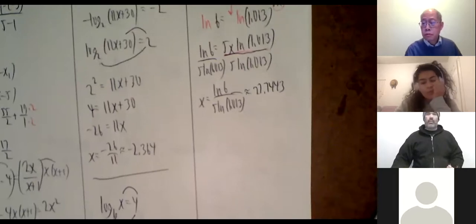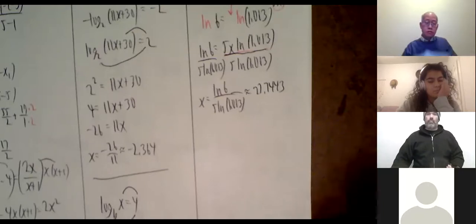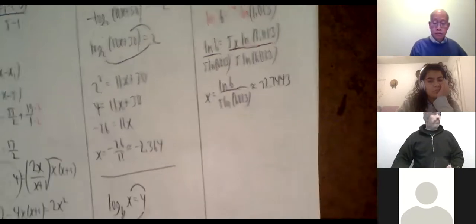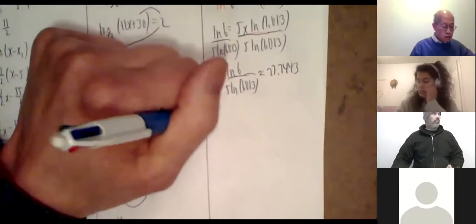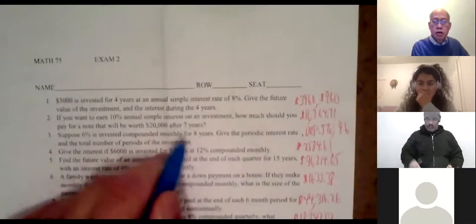Exam 2, number 2, question number 2. I'm assuming we're done with test 1, so I'm going to put it away, sort of. Test 2, number 2. If you want to earn 10% annual simple interest on an investment, how much should you pay for a note that would be worth $20,000 after 7 years?